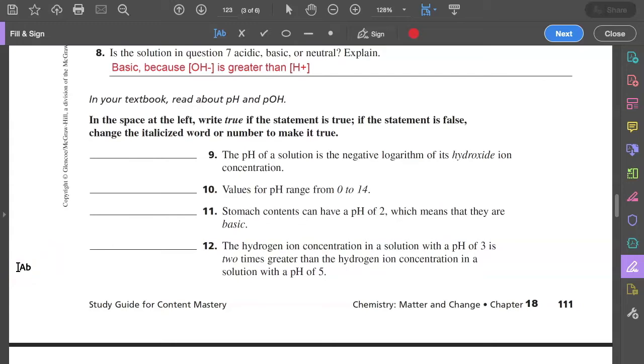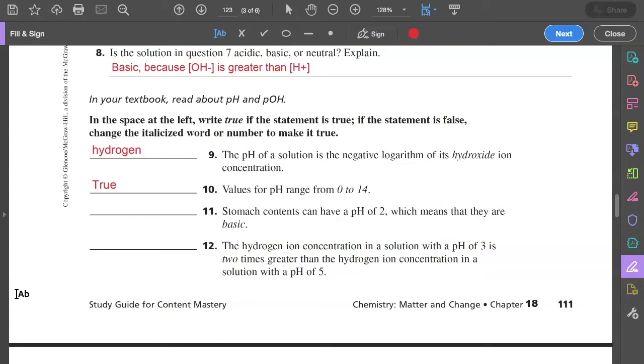Number 9. The pH of a solution is the negative logarithm of its hydroxide ion concentration. No, that's not right. It's hydrogen ion concentration. If we wanted pOH, then we would take the negative logarithm of its hydroxide ion concentration. Number 10. Values for pH range from 0 to 14. That's true. That's exactly right.